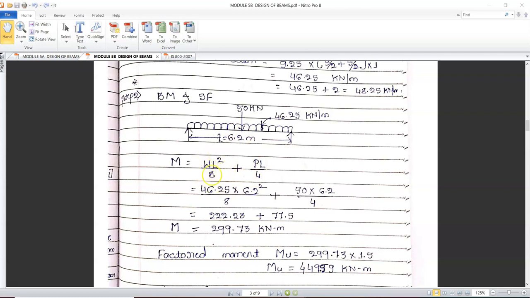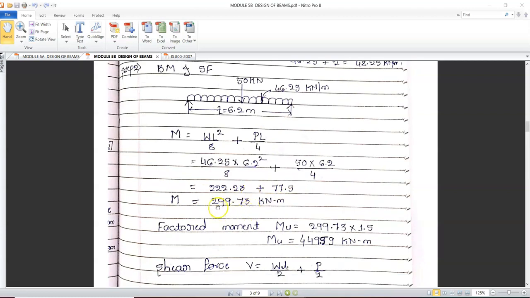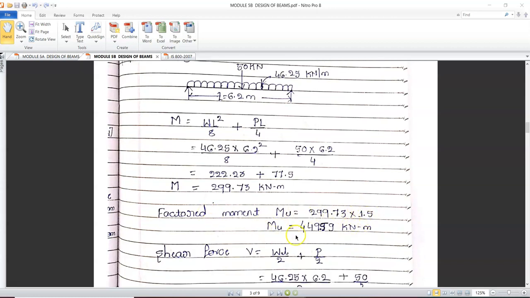This is the bending moment because of the UDL, that is 48.25, and this is the bending moment because of the point load. Now this has to be a correction. It has to be 48.25 into L, which happens to be the span, 6.2 square by 8, plus the point load P, which is 50 kilonewton, times the span 6.2 divided by 4. When we add these two, you will get the maximum bending moment at the center. This is again multiplied by the load factor 1.5 to calculate the factored bending moment.